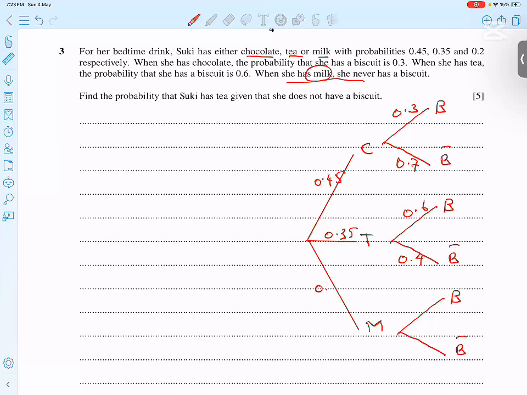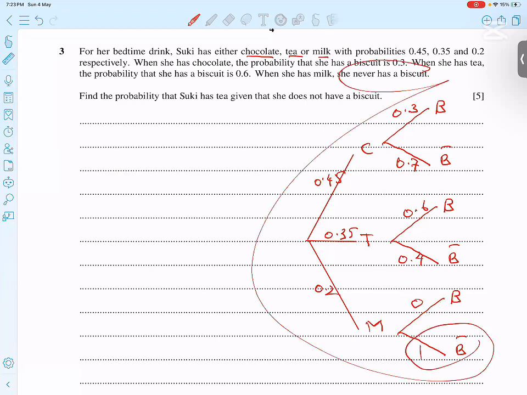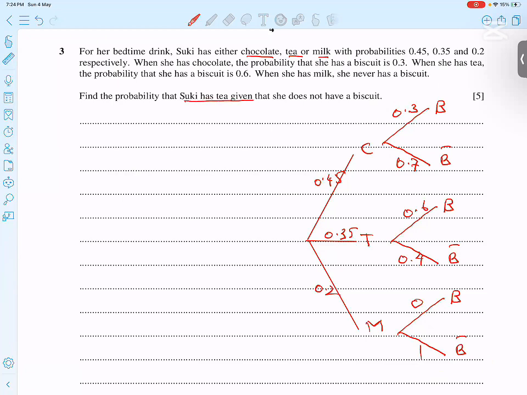And when she has a milk, she never has a biscuit. So the chance of biscuit is 0, and this branch is 0.2, so we have to write here 1. Never having a biscuit means the chance of no biscuit is 100%. And 100% means 1.